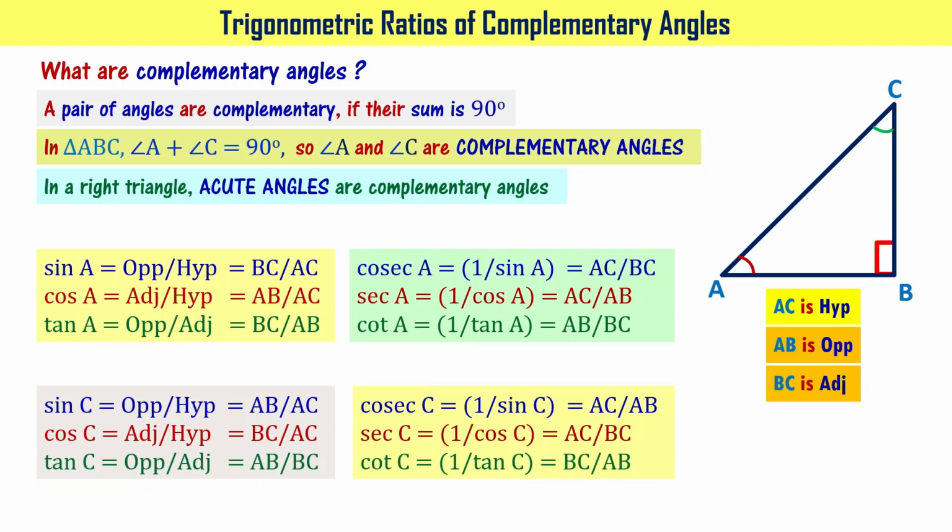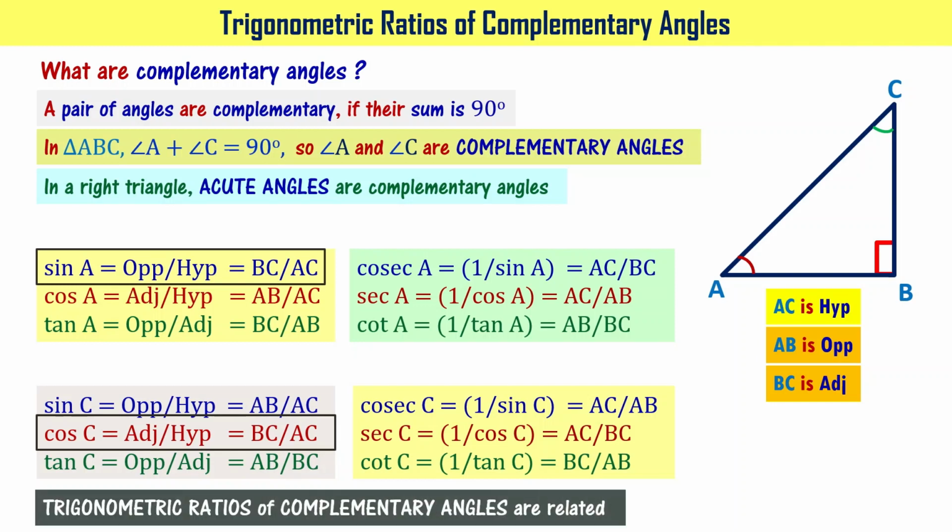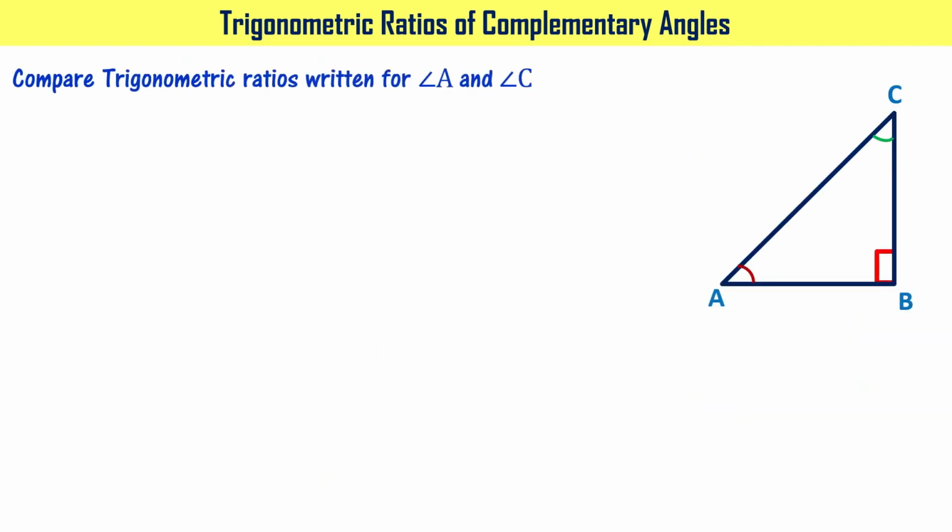You observe these ratios we have written for angle A and angle C. For example, sin A is BC by AC, right? That is equal to cos C. Please take a note of this. It means we can say that trigonometric ratios of complementary angles are related, right? Now let's learn about that.